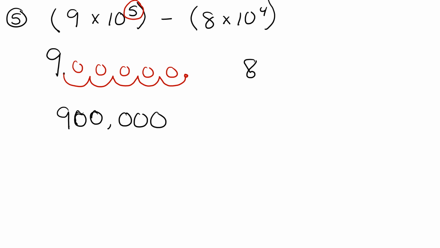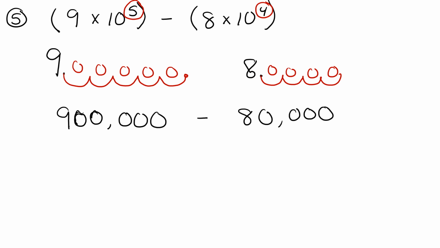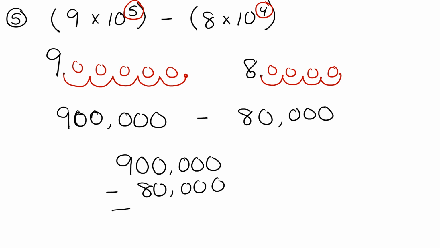For 8, we're going to take our decimal point and we're going to move it 4 times, filling in those place values with zeros, and writing our answer more clearly, 80,000. Now, when it comes to actually subtracting, we're going to line up our numbers. Notice how my zeros line up across the bottom. 0 minus 0 stays 0.